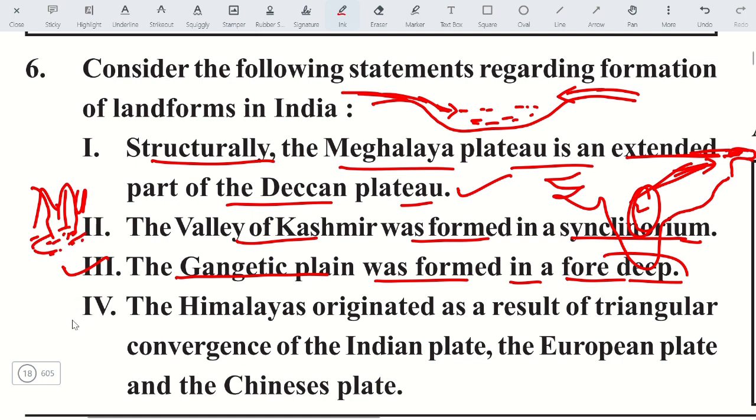Let's see the fourth statement: the Himalayas originated as a result of triangular convergence of the Indian plate, European plate, and Chinese plate. See, there is no Chinese plate involved in the formation of the Himalaya. Actually, it is the Indian plate and the Eurasian plate.